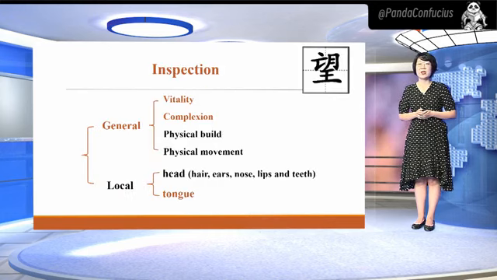Inspection contains general and local inspection. General inspection includes the inspection of vitality, complexion, and physical build and movement. Local inspection includes the inspection of head and tongue. This class will focus on inspection of vitality and complexion.